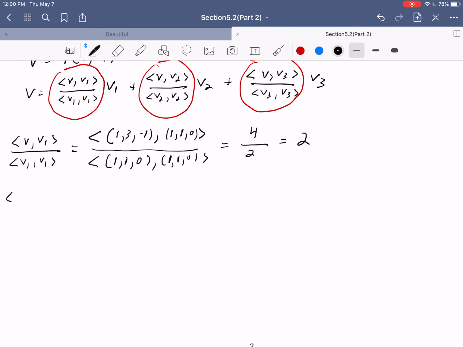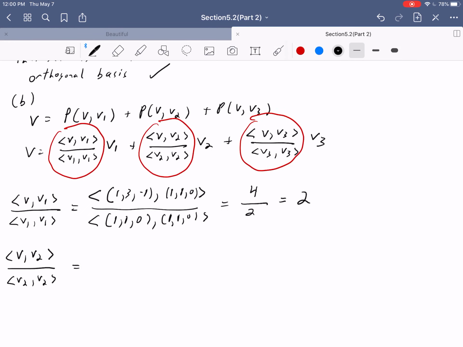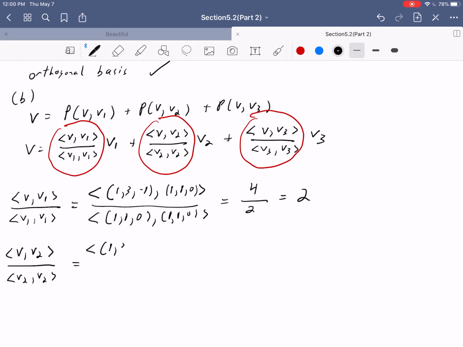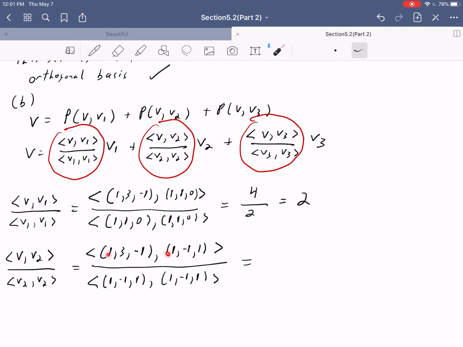For the second one, the inner product of V and V2 over V2 with V2. Well, V2, I believe, was (1, -1, 1). So that means we're doing the inner product of (1, 3, -1) and (1, -1, 1), divided by the inner product of (1, -1, 1) with itself. Up top, looks like we're going to get 1 minus 3 and then minus 1, so that sounds like -3. And in the bottom, 1, 1, 1, so 3. And that equals -1 there.